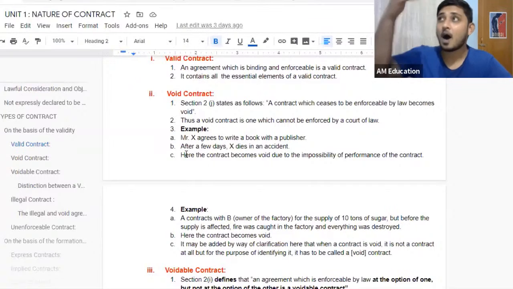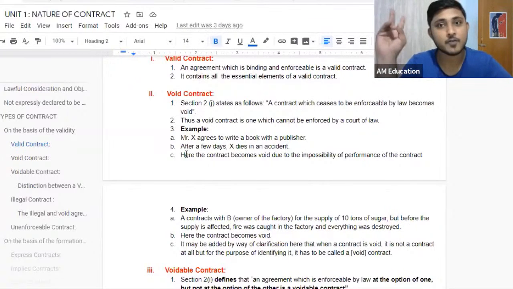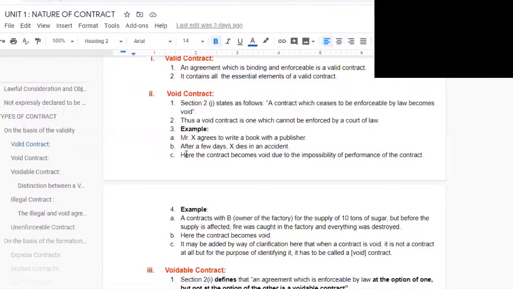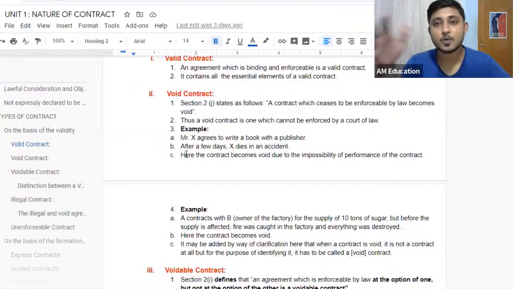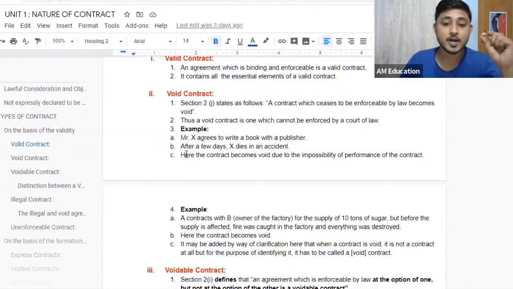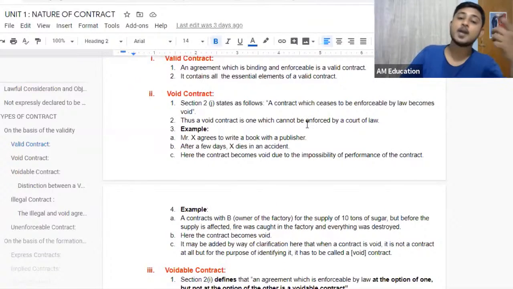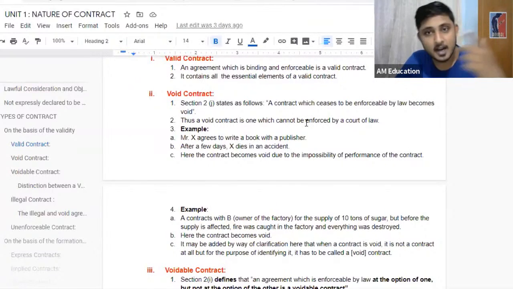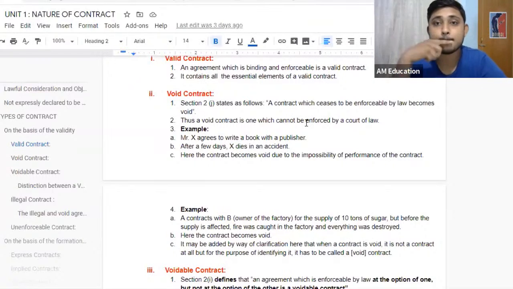So what happened? Out of all the essentials that are required, two have gone. Right, now in this situation, the contract became void. Void means it ceased to exist anymore. This contract will not be performed. So this contract has become void, because a void contract is one which cannot be enforced by a court of law. Now, even if you go to the court of law, what will the court do? This contract is cancelled. That's what it does, no?